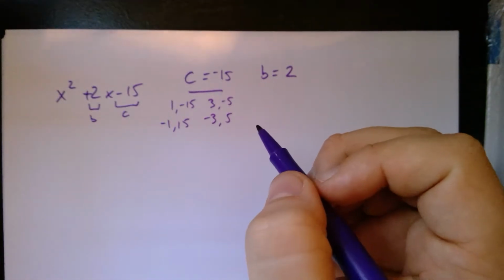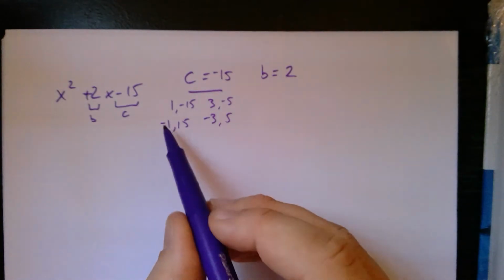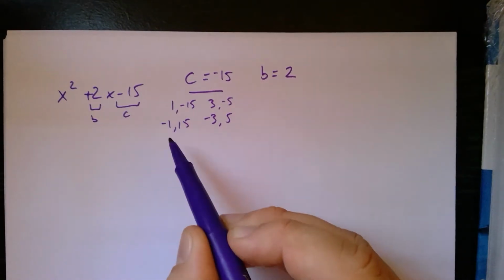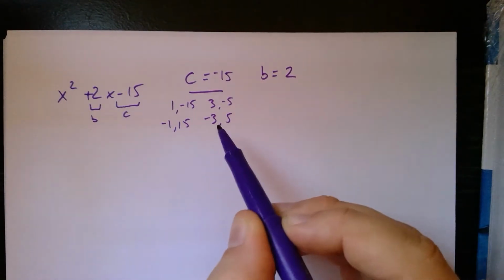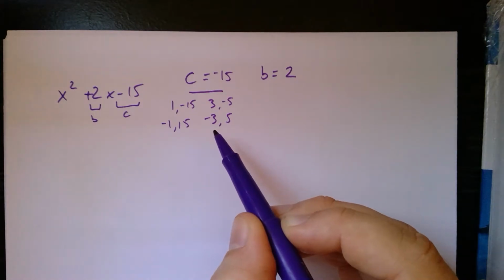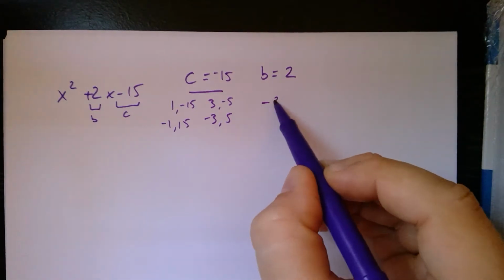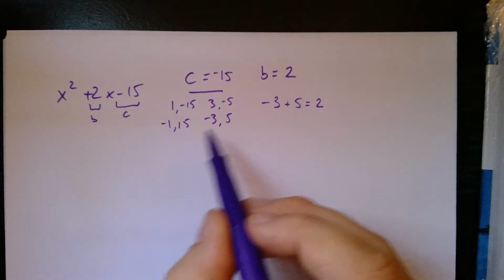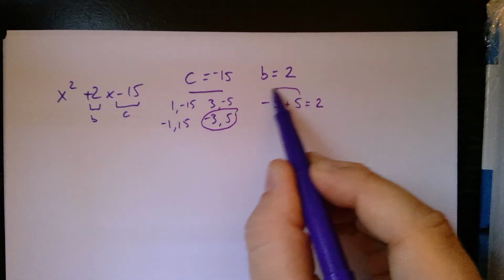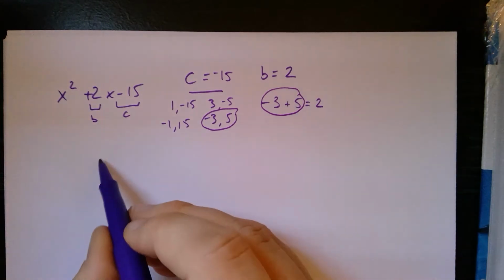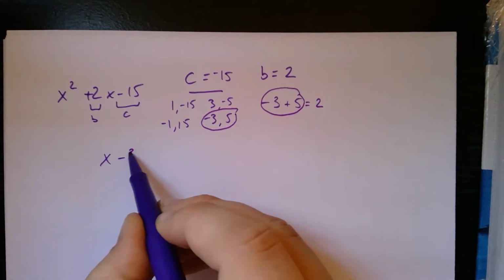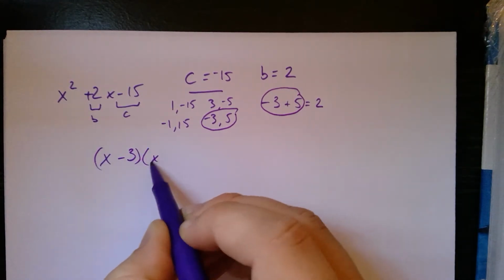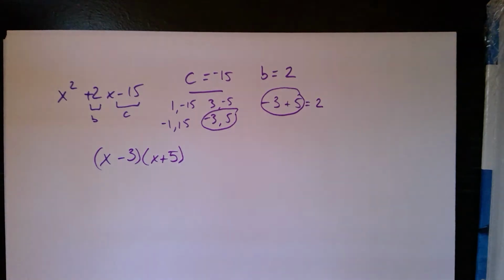Now let's think about which of these adds up to 2. See, 1 plus negative 15 is negative 14. Negative 1 plus 15 is 14. Negative 3 plus 5, that's going to add up to 2. So I'll write that over here. Negative 3 plus 5 equals 2. Okay, so negative 3 and 5. So our factored form is x minus 3, x plus 5.